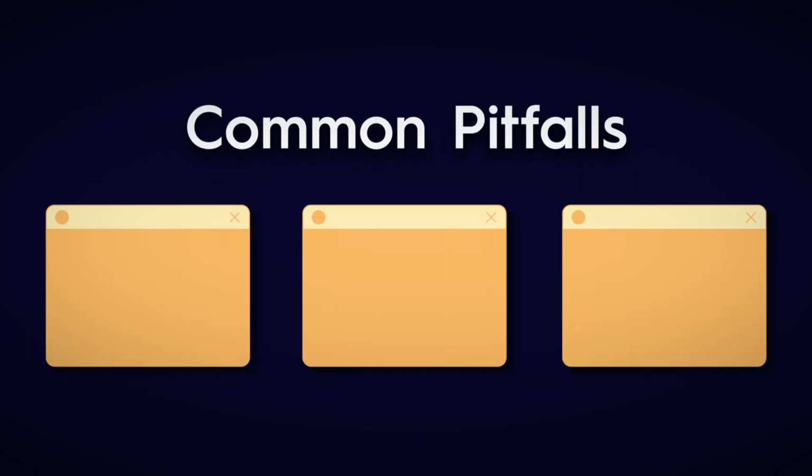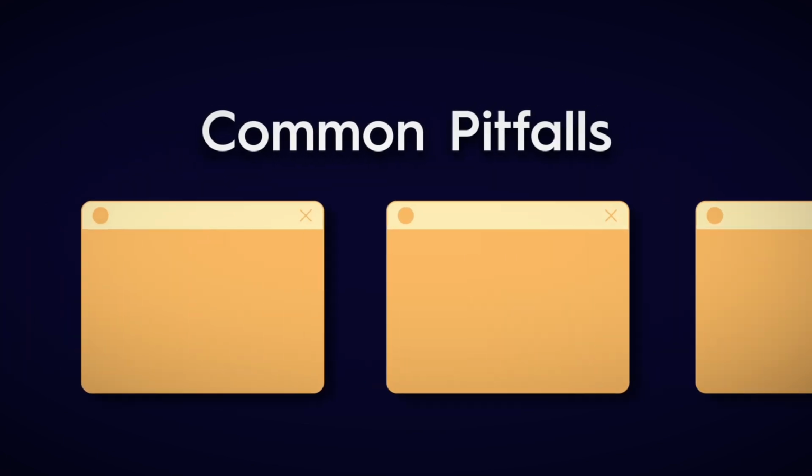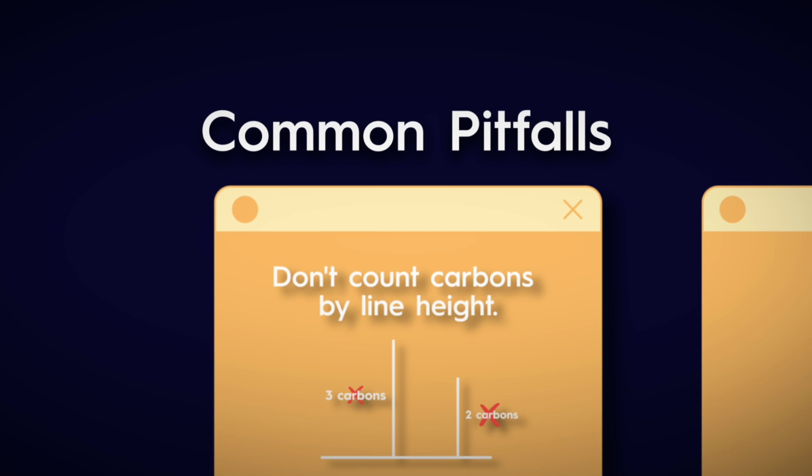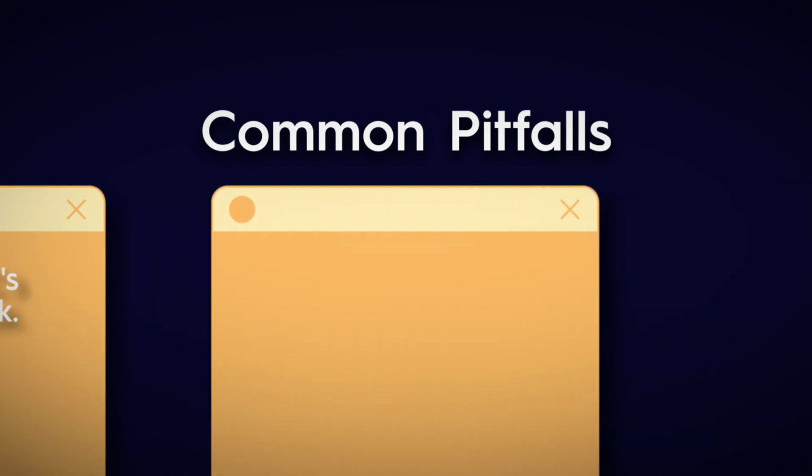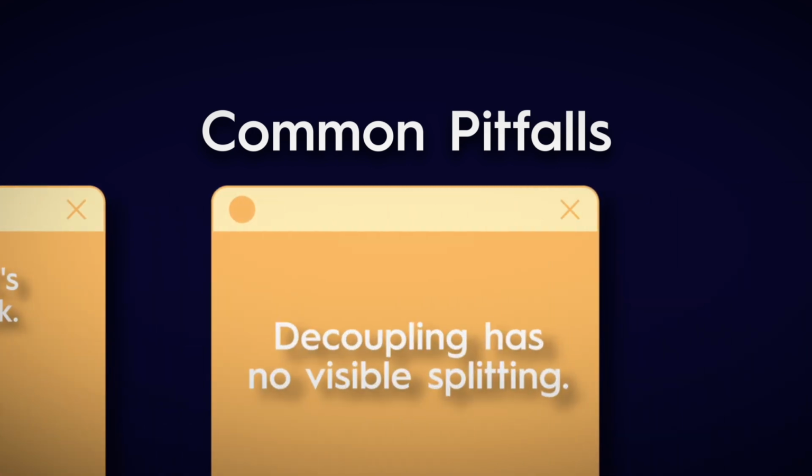Here are 3 quick pitfalls to watch out for. First, do not treat line heights as a head count. In routine decoupled carbon spectra, intensities are not proportional. Second, quaternary carbons can look faint because they relax slowly. Third, remember that decoupled spectra hide proton splitting by design.